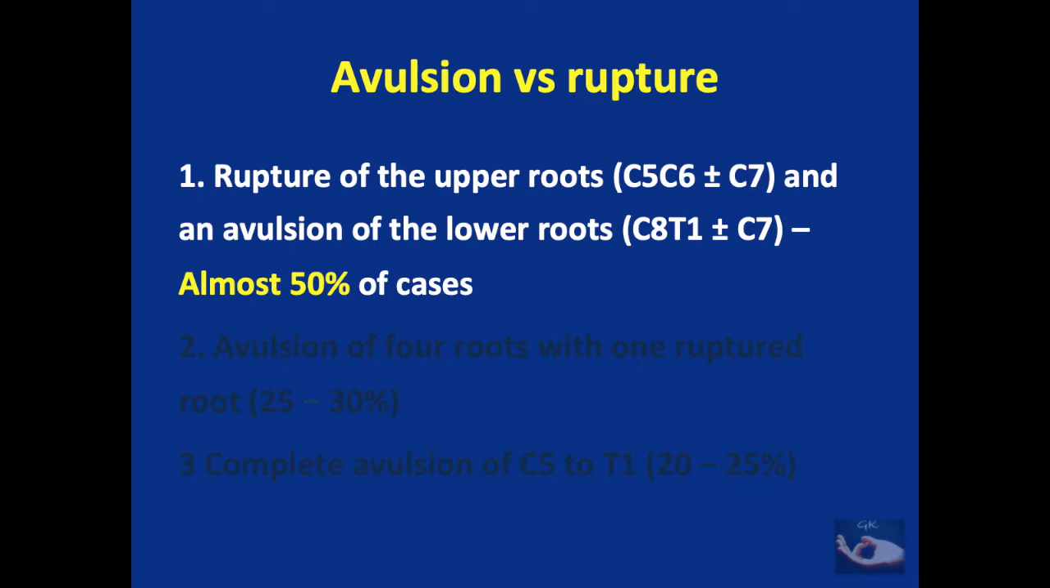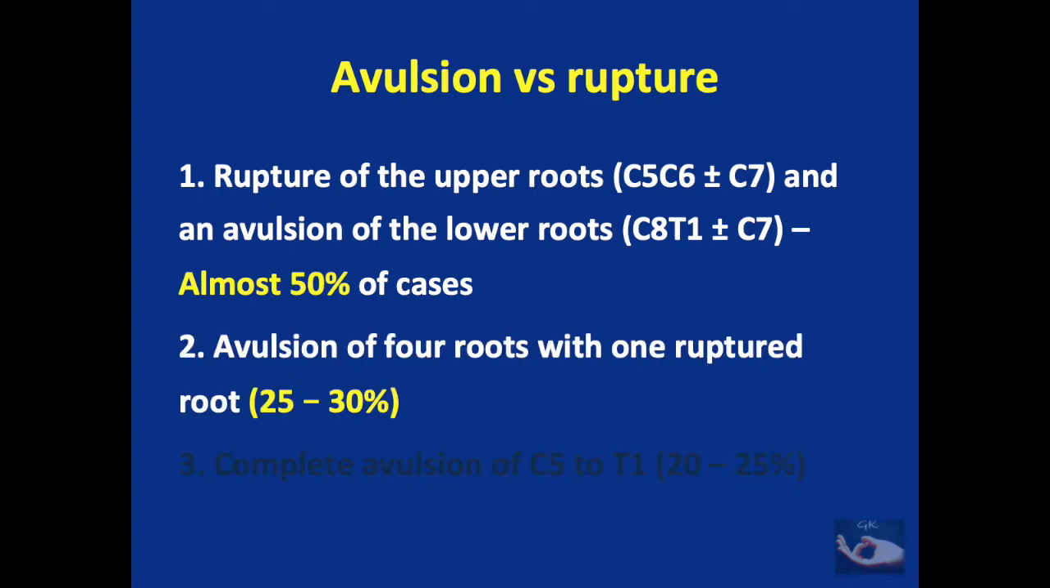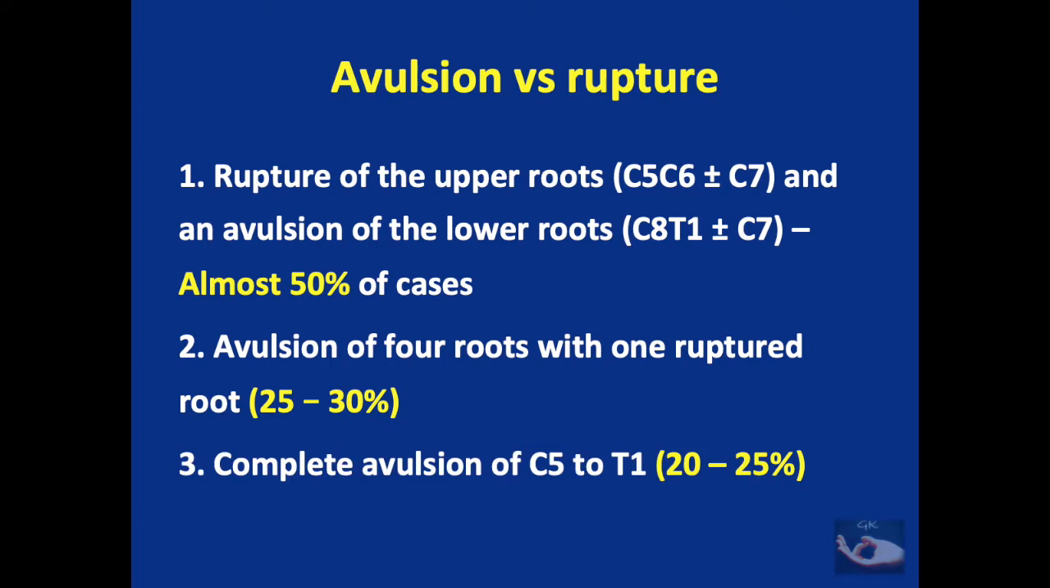Various clinical studies have shown that rupture of the upper roots and avulsion of the lower roots is more common, almost in 50% of the cases. This most probably can be explained by the fact that the upper roots have got more ligamentous supports at the level of the foramina, so the chance of avulsion of the upper roots is quite less when compared to the lower roots. Similarly, in 25 to 30% of the patients, it is avulsion of 4 roots with one ruptured root, usually one of the upper roots. And complete avulsion of all the roots from C5 to T1 has been noted in about 20 to 25% of the patients with the total palsy.